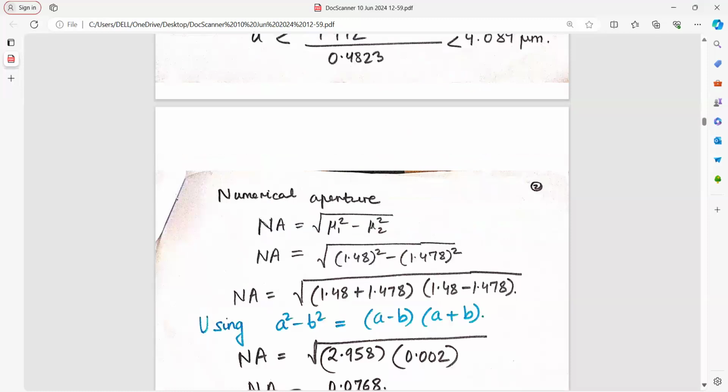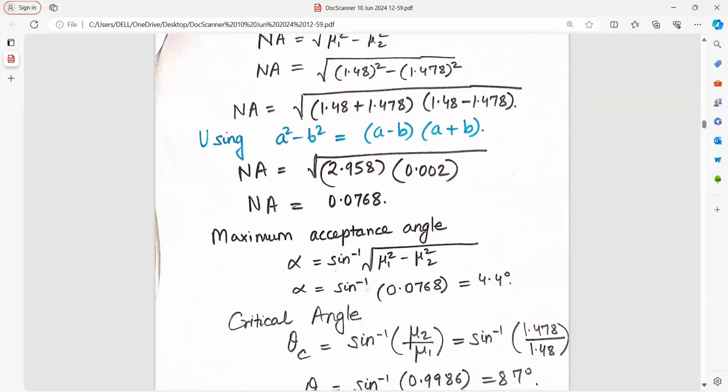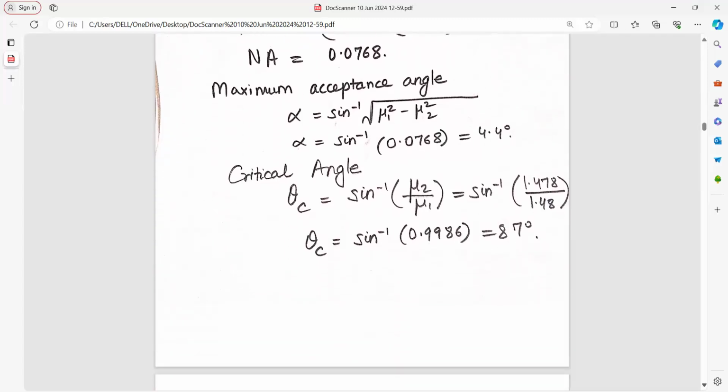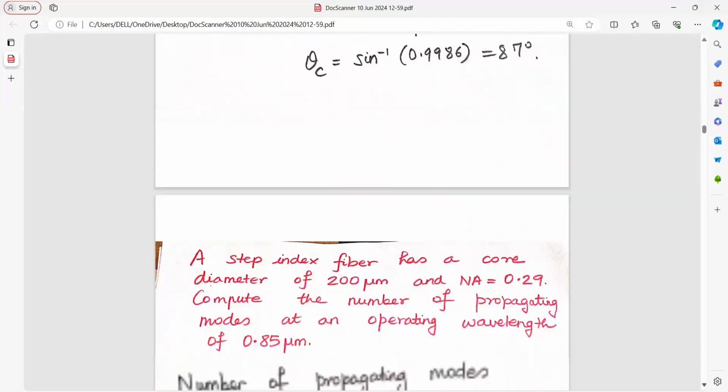4.089. And numerical aperture, taking the square root of this core cladding and using the formula A square minus B square. Maximum acceptance angle, alpha is sine inverse under root mu1 square minus mu2 square. Critical angle, sine inverse n2 upon n1, and you get the answer.